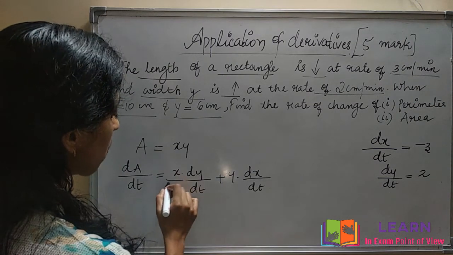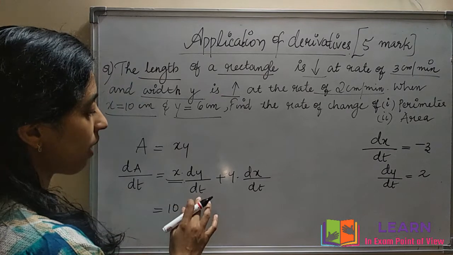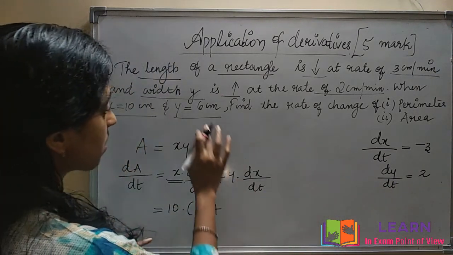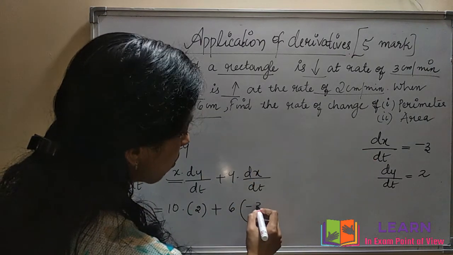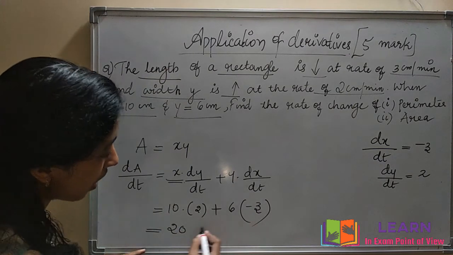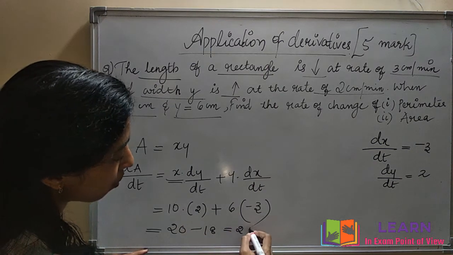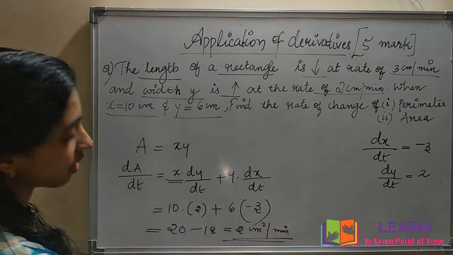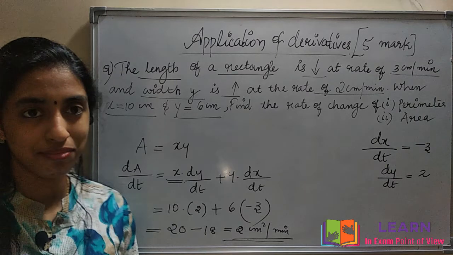So here x is what? x is 10 centimeter. So 10 into dy/dt, which is 2, plus y, given as 6 centimeter, into dx/dt, which is negative 3. So what is the answer we have? We have here 20, with the negative sign 18. That is 2 centimeter square per minute. Correct. This is the area.